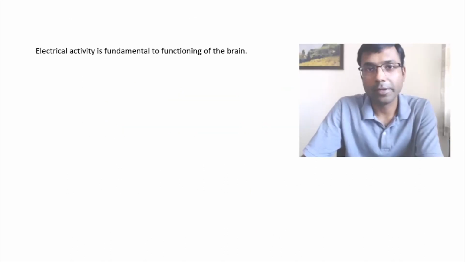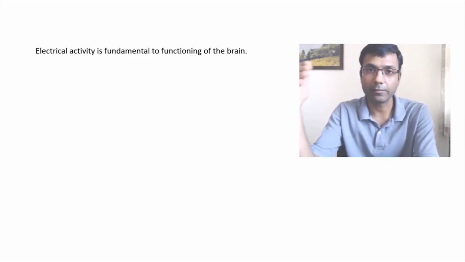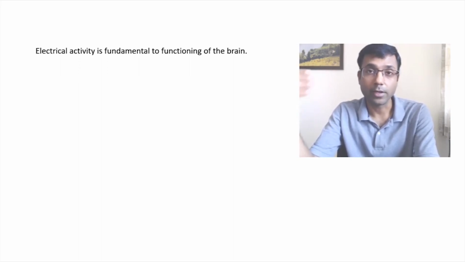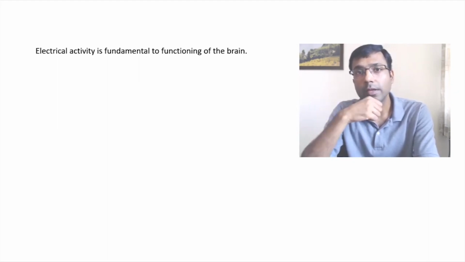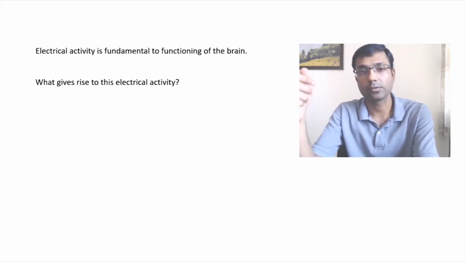So by now it is pretty clear that electrical activity is fundamental to the functioning of the brain. It's not only present at the surface that we measure through EEG, it's in fact present in every single neuron, and it is fundamental to the functioning of these neurons. So let's try to now think about what might be the source of this activity inside each of these neurons.